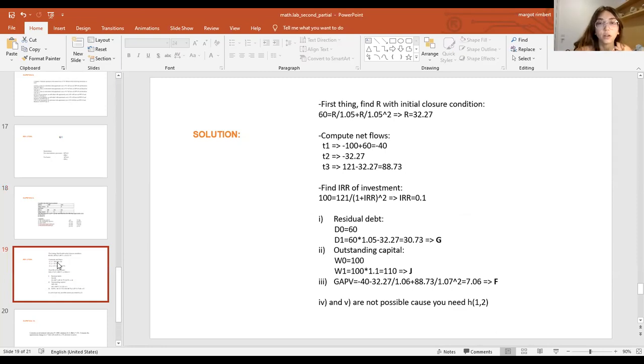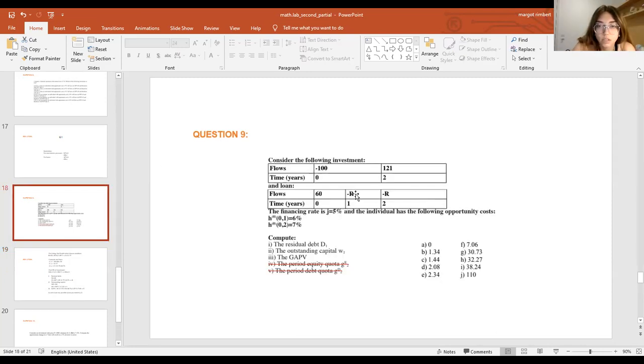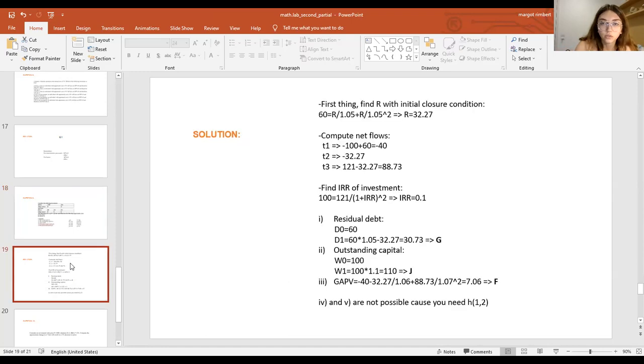What is the first thing that you got to do? It's to find the installments R. Why do you want to find the installments R? Because you want to compute the net flows, so basically the net flows that are going to happen every year. So first of all, compute R.